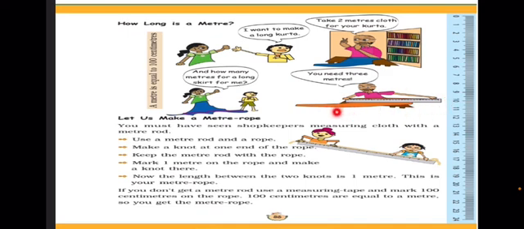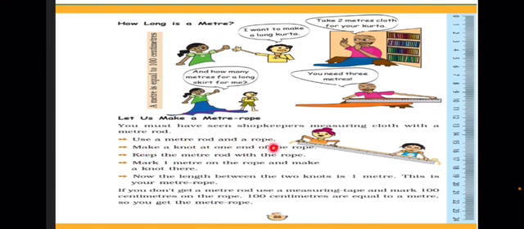see that they are measuring with a scale. They have a different kind of scale. They're using it in yards and meters, etc. Now let us make a meter rope. You must have seen shopkeepers measuring cloth with a meter rod.